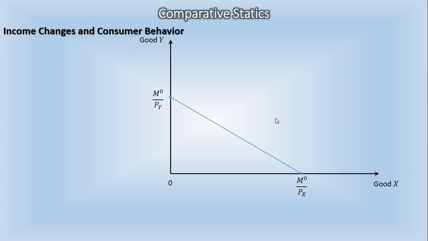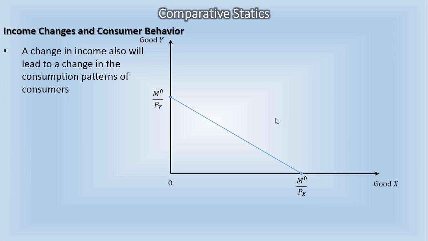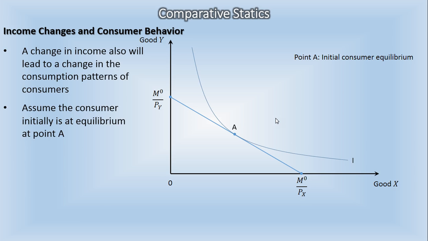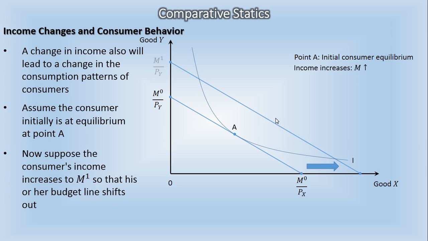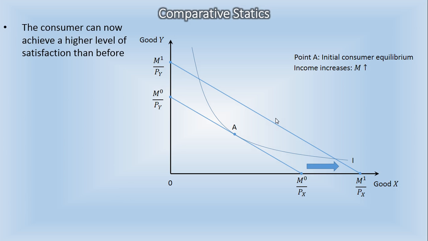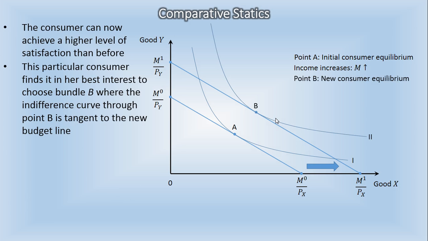Another thing we can examine is changes of income. So a change in income will also lead to a change in the consumption pattern of the consumers. Assume the consumer initially is at that equilibrium A. Now suppose the consumer's income increases from that initial amount M0 to M1. So that shifts our budget line out, expanding the budget set, getting us to a higher indifference curve. Therefore, the optimal consumption bundle is going to be B in this case.